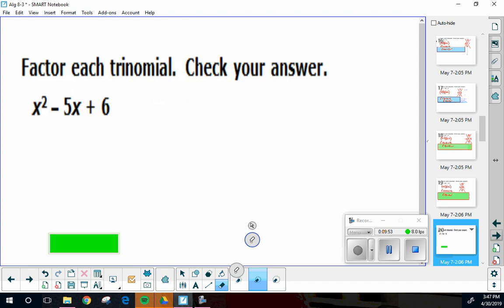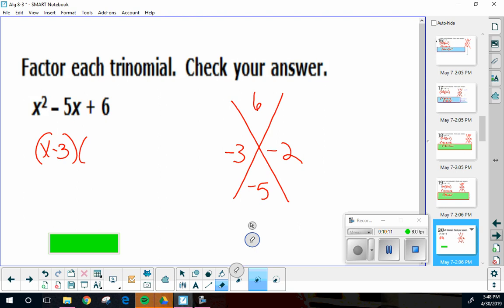This one has a negative 5. So we'll put a 6 in the top and a negative 5 at the bottom. This would be negative 3. This would be negative 2. And that leaves us with x minus 3, x minus 2, and to check it is x squared minus 2x minus 3x plus 6, x squared minus 5x plus 6, back to where I started.